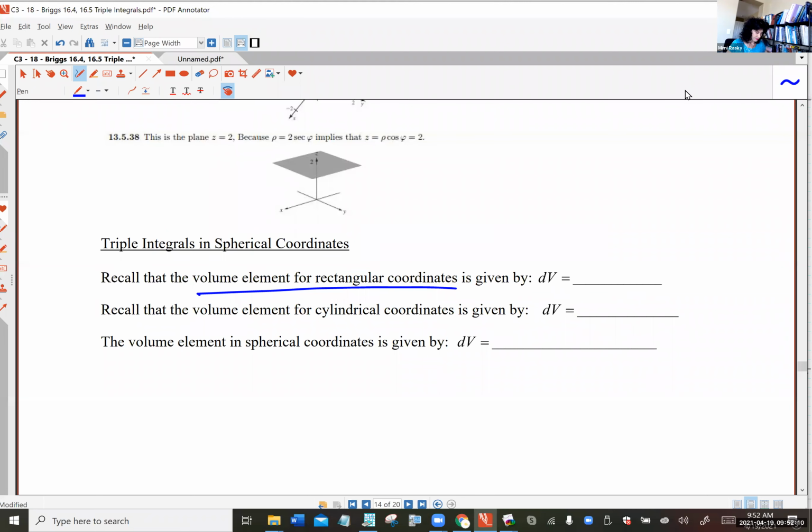I'll check the chat. Nobody knows, huh? Does anybody know what the volume element is for rectangular? You just took a quiz with me. Theta. Does anybody want to learn about triple integrals, or are we all just sitting there going back to sleep?